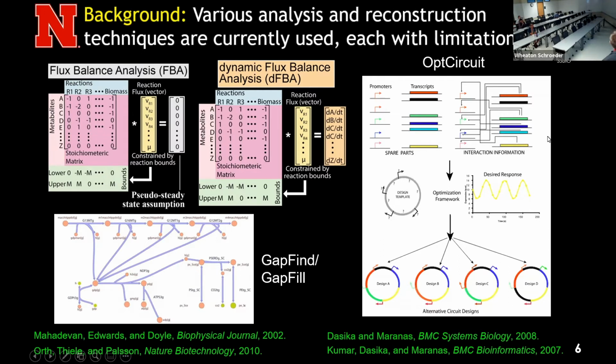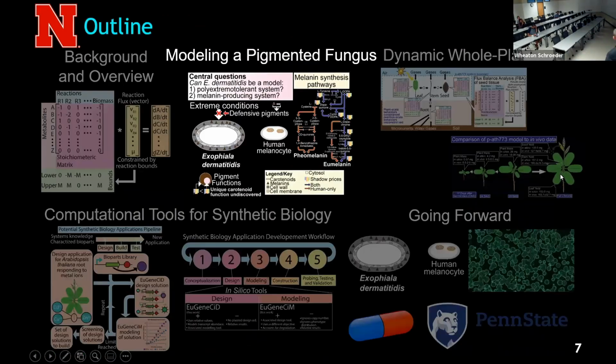Finally, there are also tools which take a systems biology approach to designing synthetic biology interventions. So just a quick definition, synthetic biology is the repurposing or engineering of an organism to perform some kind of new function. So this OptCircuit tool is the current state-of-the-art tool, which allows us to predict different synthetic biology applications. So I'll begin by talking about modeling a pigmented fungus, which led me to my first genome scale modeling tool.